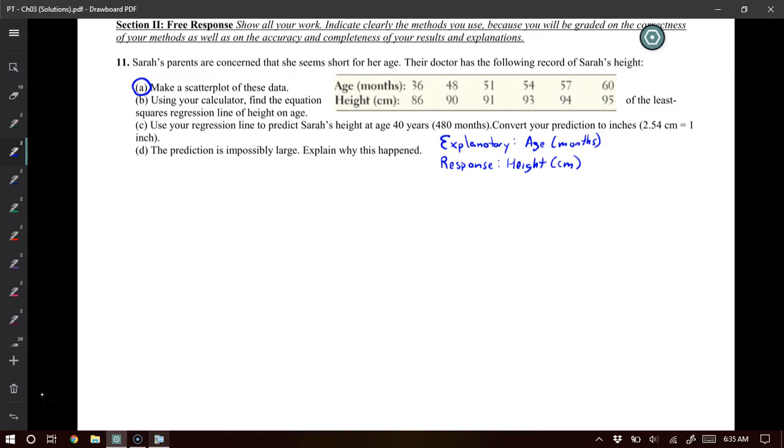Her parents are concerned that she seems short for her age. So we're looking at, does age predict height? So age is our explanatory and height is the response, but we can even see it just from this sentence as well. So we're asked to make a scatter plot.